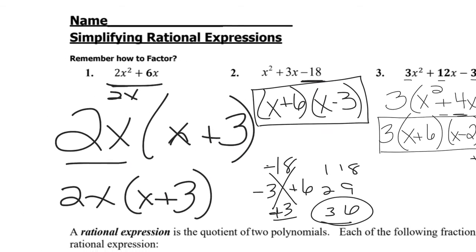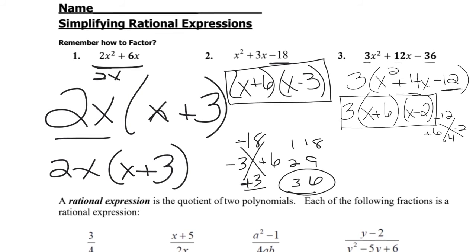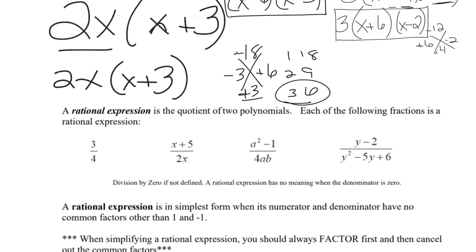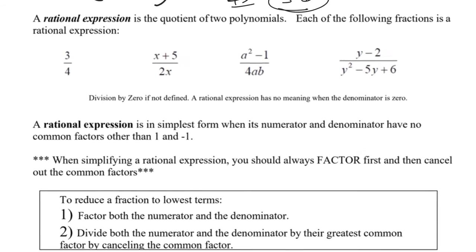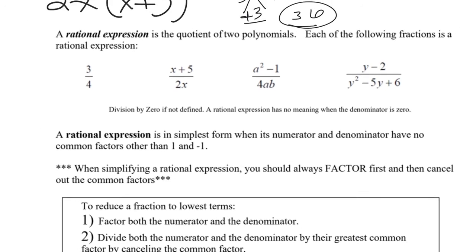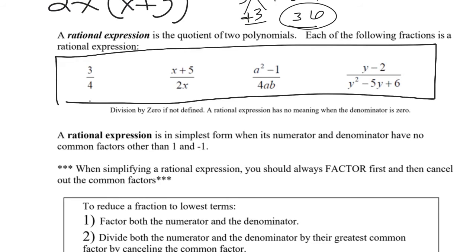Now, what does this have to do with simplifying rational expressions? Before you can simplify a rational expression, most of the time you need to factor. So we needed to go over what factoring was. Now, a rational expression is the quotient of two polynomials. Each of the following fractions is a rational expression. So 3/4 is a rational expression, x plus 5 over 2x, a squared minus 1 over 4ab, y minus 2 over y squared minus 5y plus 6. Anything that is in fraction form is a rational expression.